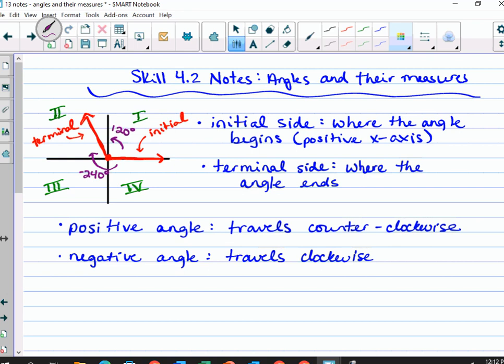All right, guys. So that's the difference, positive, negative angle. They're in the exact same spot, but how you label it tells you what kind of angle it is.